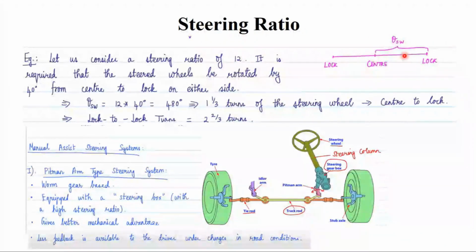You have the left lock and also the right lock, beyond which we cannot steer further. That is the maximum. So you call from center to the right lock and center to the left lock the left steering wheel angle and right steering wheel angle. But when you consider lock to lock turn, that is the complete 360 degrees you call.